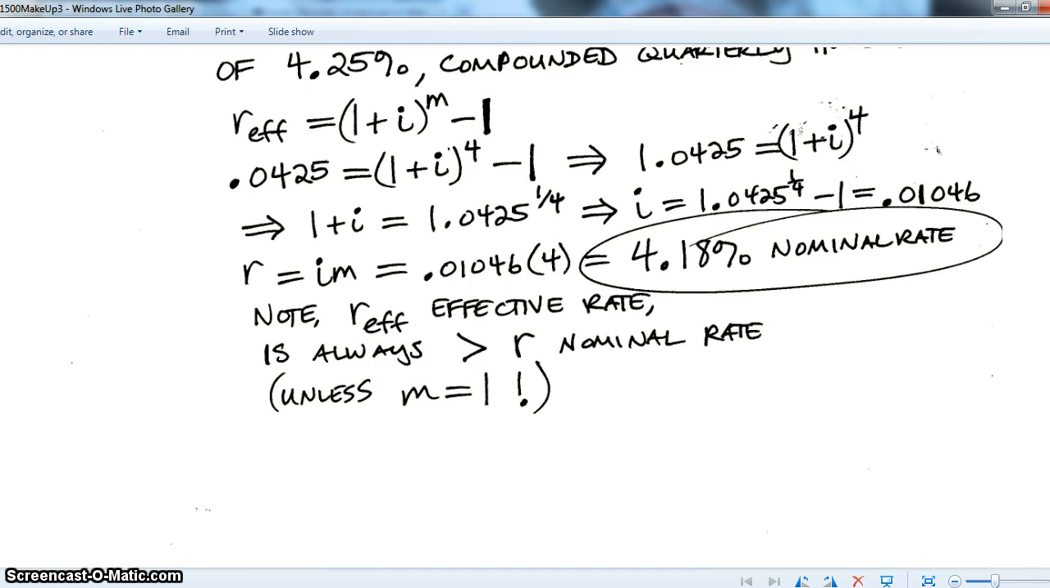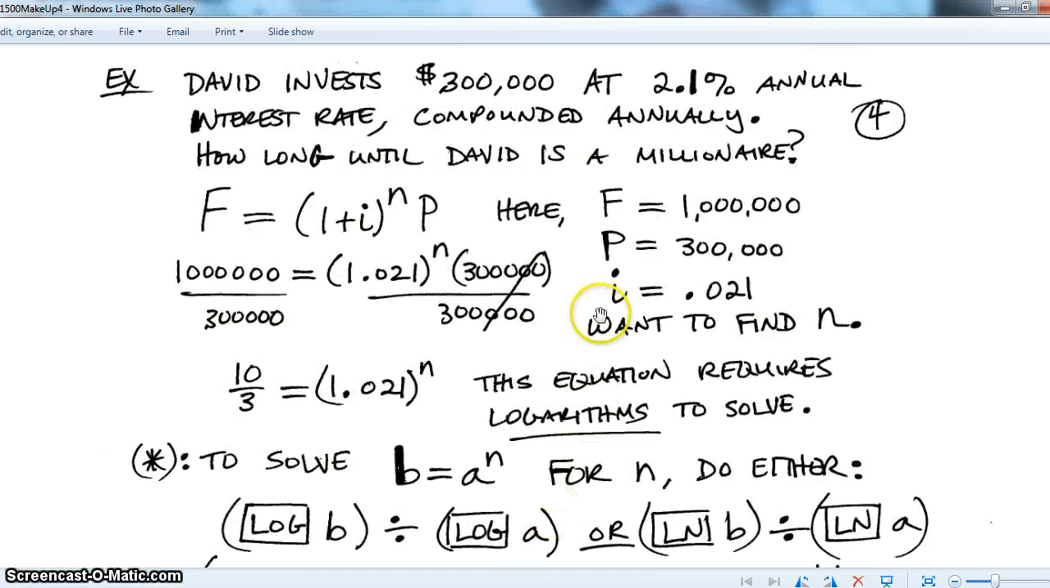Okay. Last page. We're 3 pages out of 4. So the last page. In this problem, I'm going to show you how to find the time period. So how long does it take to get something?